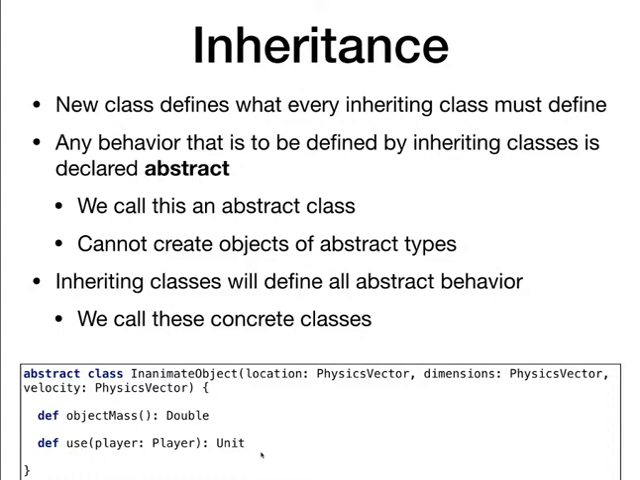If I tried to create a new inanimate object and call its object mass method, what's it supposed to return? Well, it's undefined. There's no actual thing that it can return. So we actually can't create instances of this class because it's not fully defined. And when that's the case, we call this an abstract class. It's abstract, it can't actually exist. I can't just create a new inanimate object because it's not fully defined.